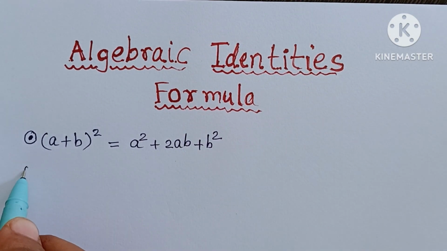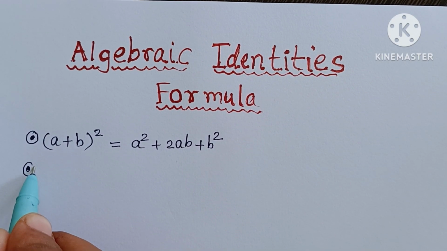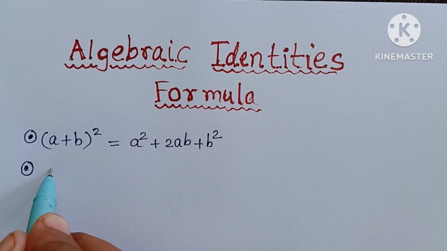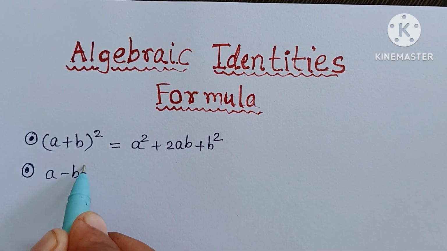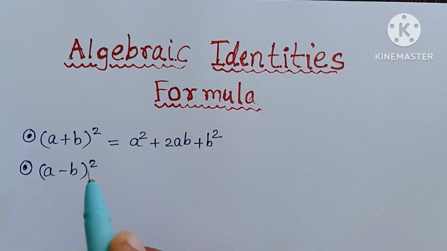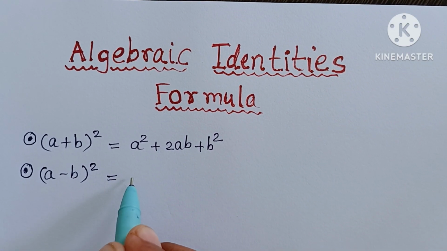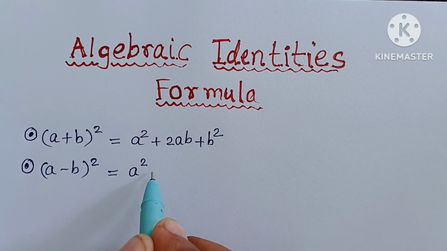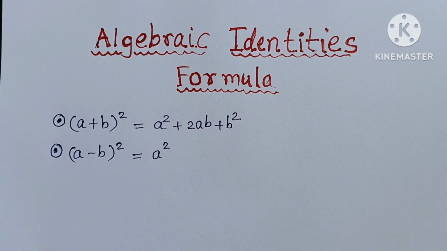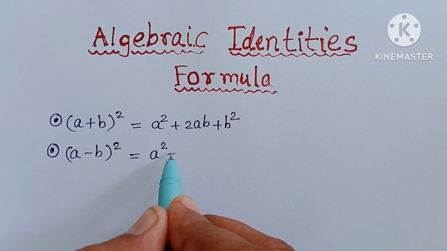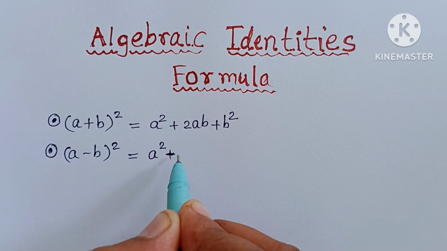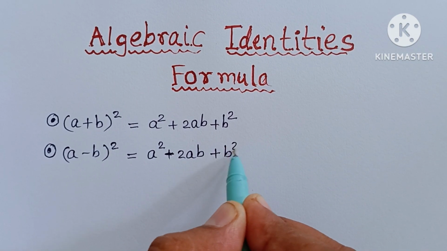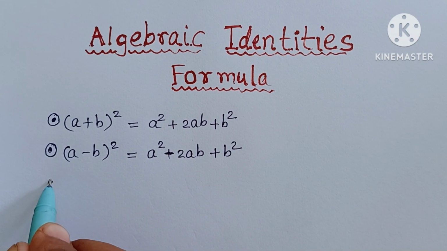Now we will see the second identity, that is (a minus b) whole square. These identities are useful in class 8, 9 and 10. It equals a square minus 2ab plus b square.